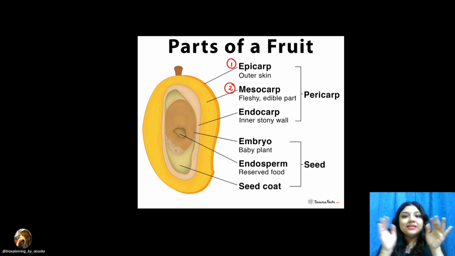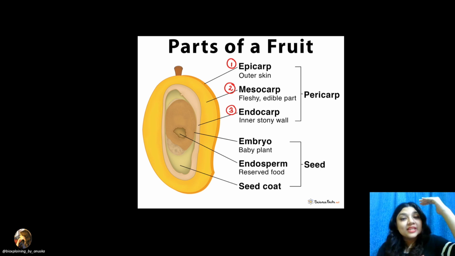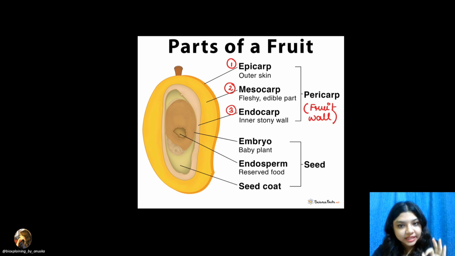And inside the mesocarp, what do you have? You have the third layer of the fruit wall, which is the endocarp. Endo means innermost, right? So it is the inner stony wall. So these three layers, the epicarp, mesocarp, endocarp, ये तीनों मिलाके क्या होता है? This forms the pericarp, which is known as the fruit wall. ठीक है? Apart from the pericarp, और क्या क्या है?